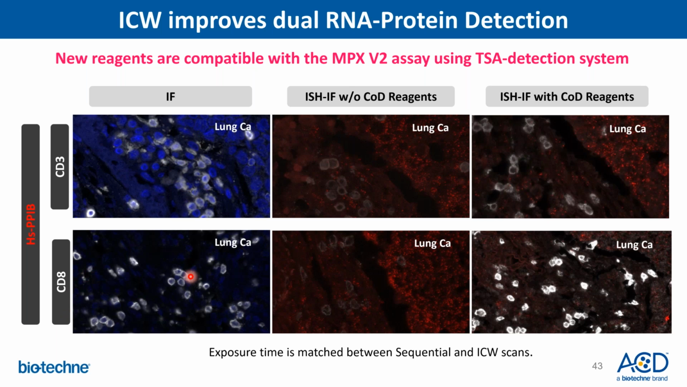In the first panel you're seeing the IF alone, so this is immunofluorescence alone, and as you can see, there is a striking difference when you look at ISH-IF without the co-detection reagents and compare it with the ISH-IF with co-detection reagents. More importantly, the detection in the ISH-IF with co-detection reagents for the immunostaining for CD3 and CD8 is very compatible with the IF alone, suggesting that the ICW will help improve the dual RNA protein detection.